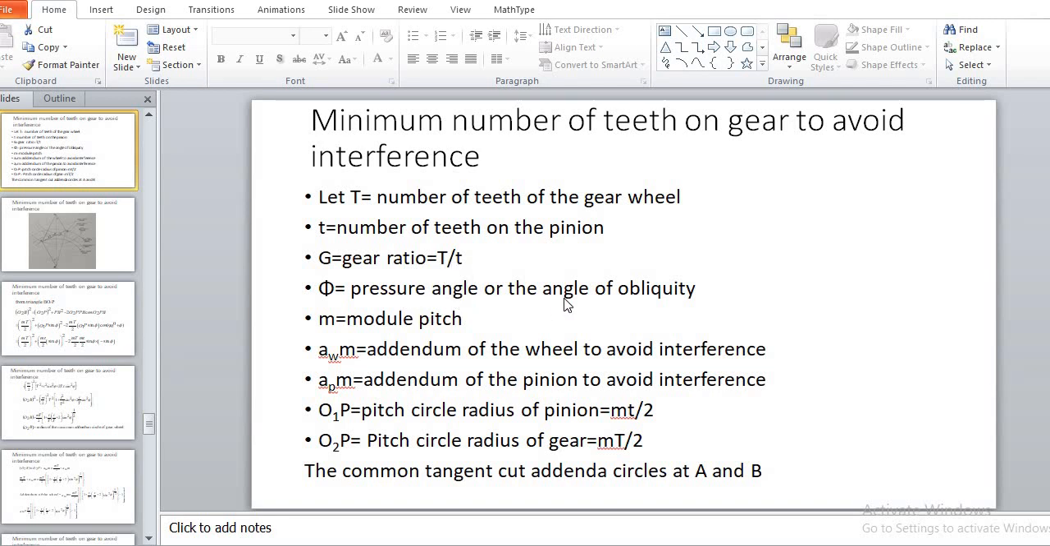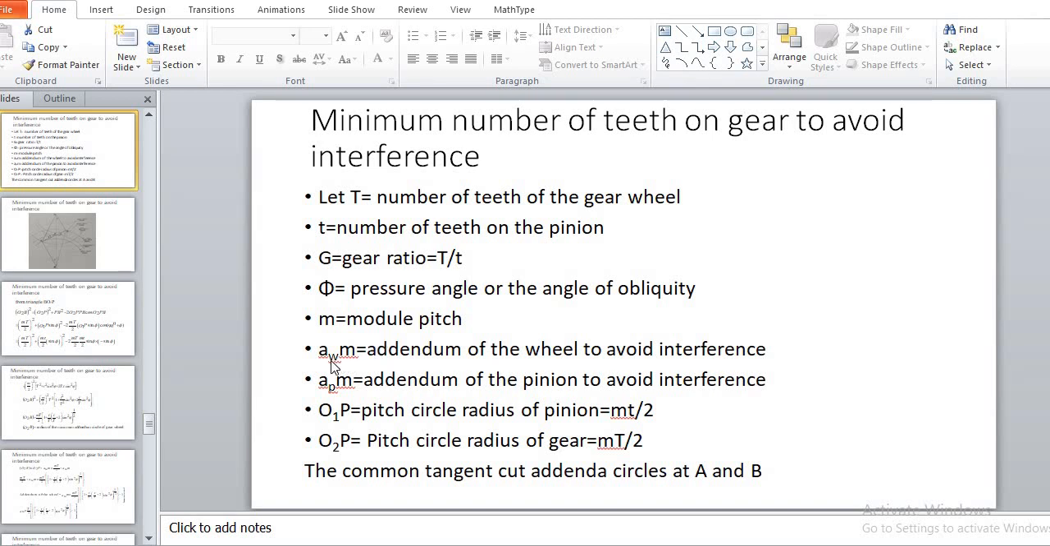Phi is the pressure angle or angle of obliquity. M is the module, which is nothing but the pitch circle diameter per number of teeth, D by T.